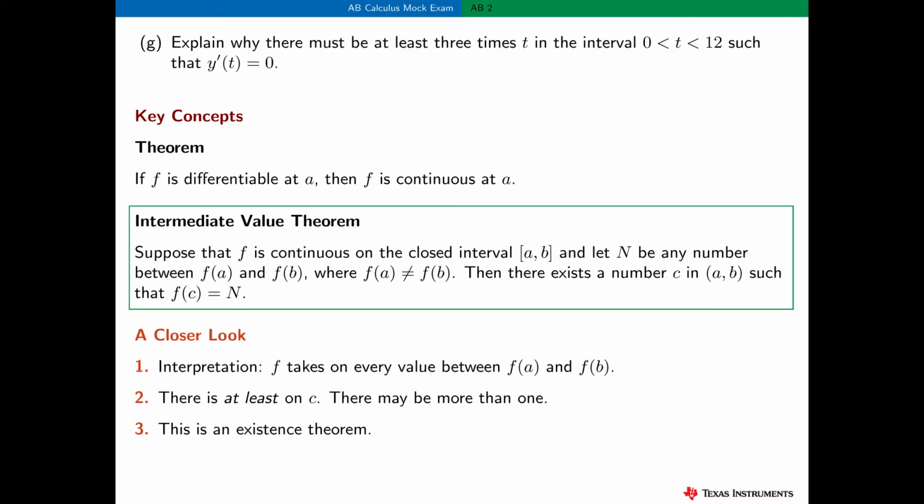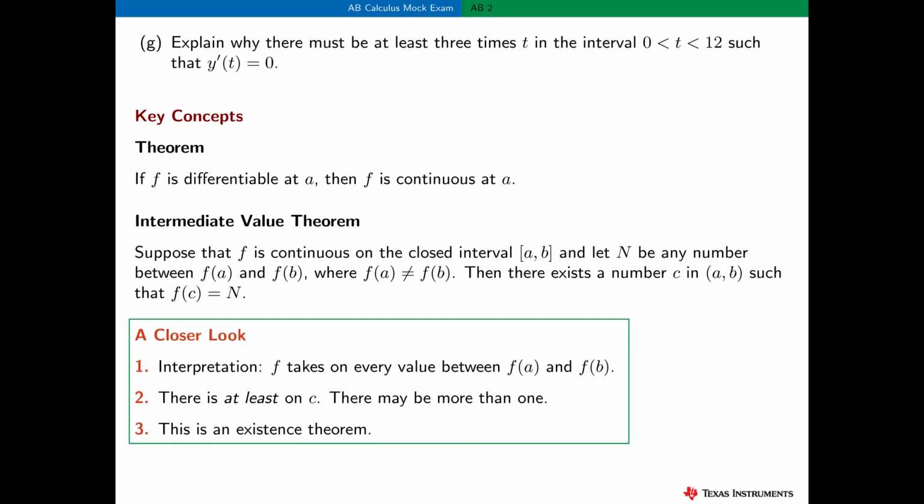The other key concept needed to solve this problem is the Intermediate Value Theorem. It says, suppose f is continuous on the closed interval a to b. Let capital N be any number between f of a and f of b, where f of a is not equal to f of b. Then there must be a number c in the open interval a to b such that f of c is equal to N.